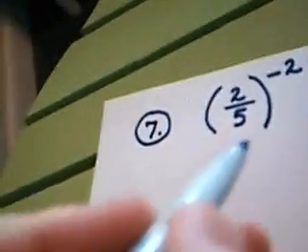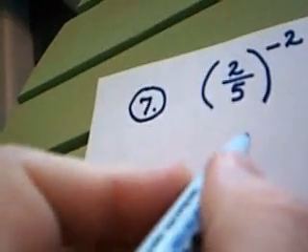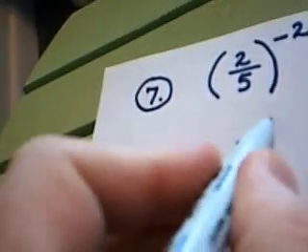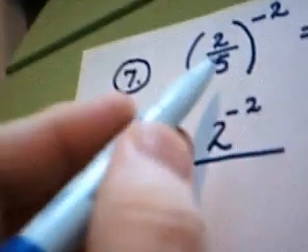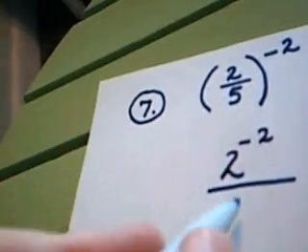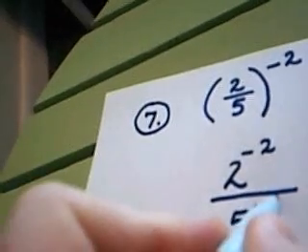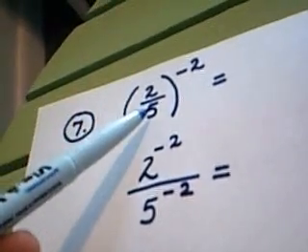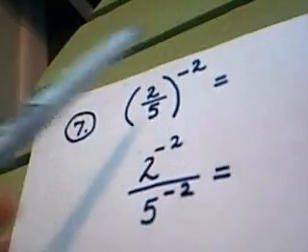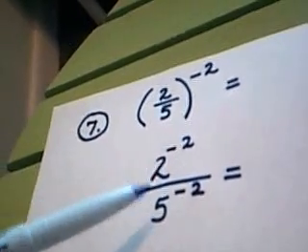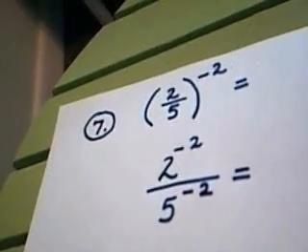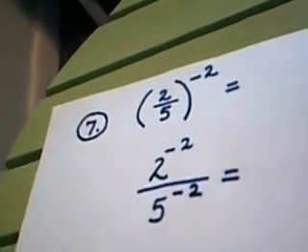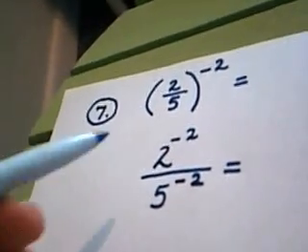I'm going to rewrite this by saying 2 on the top is actually being raised to the negative second power. 5 in the denominator is also being raised to the negative second power. So far what I've really done is I've showed some work. When a quantity, a fraction, is being raised to a power, that power affects the numerator and it also affects the denominator.